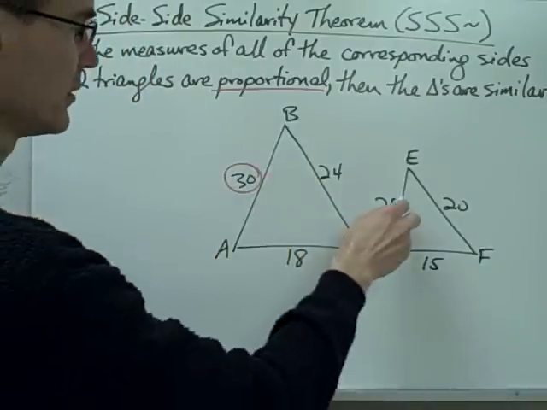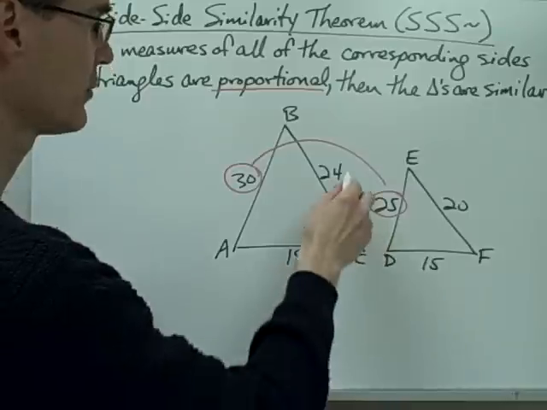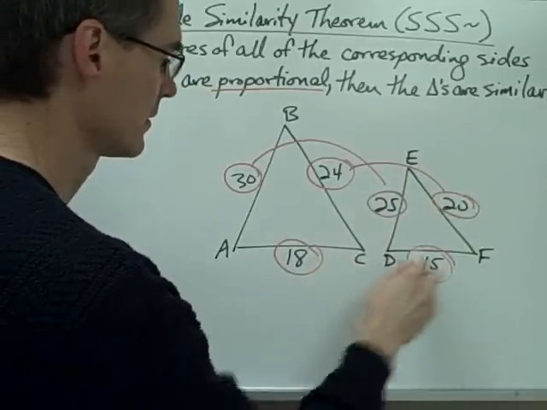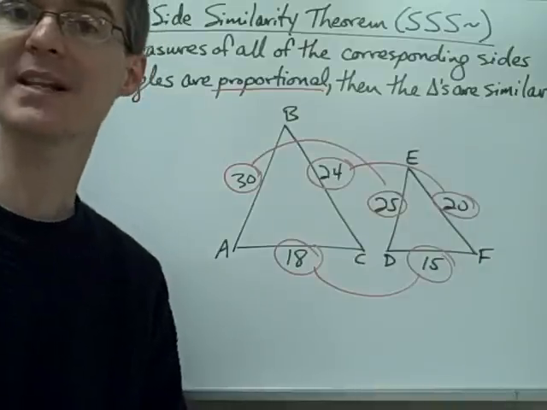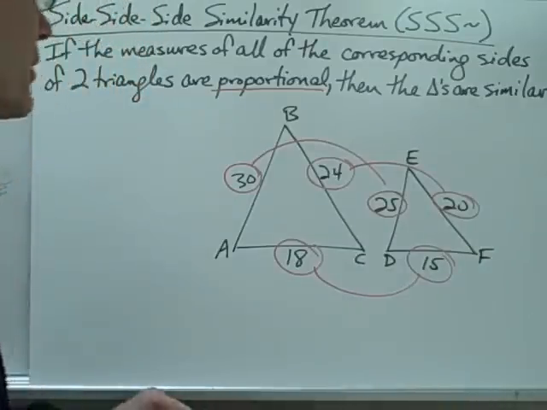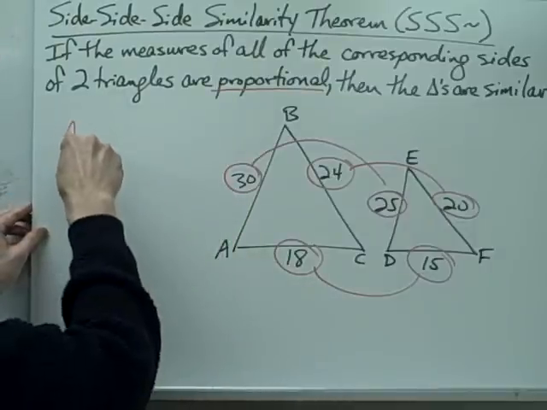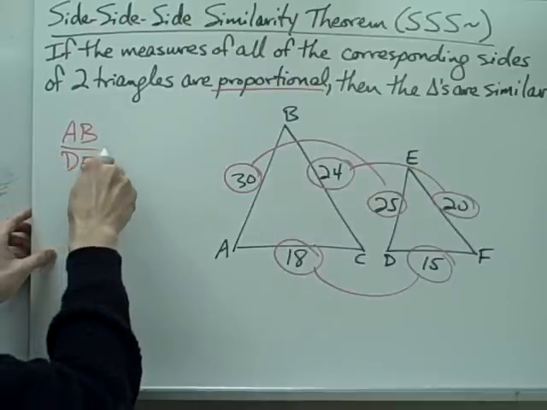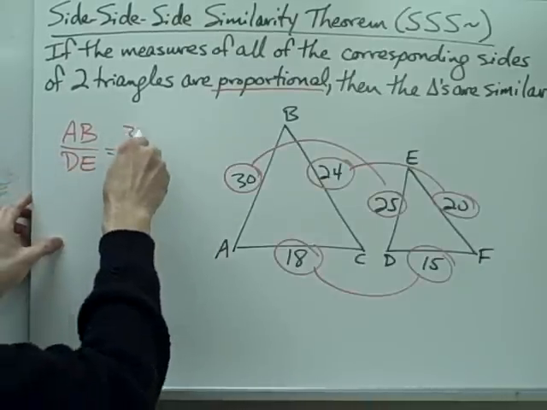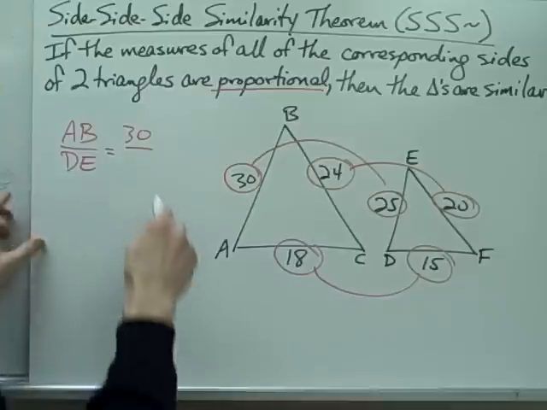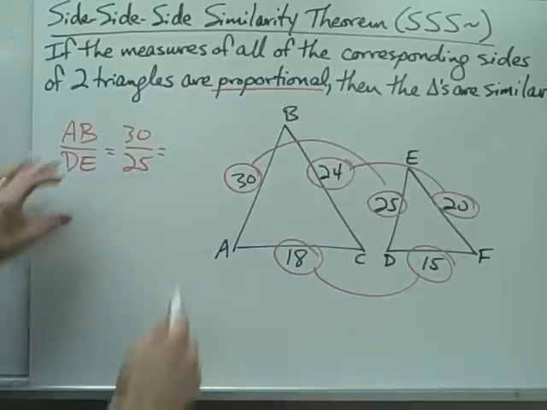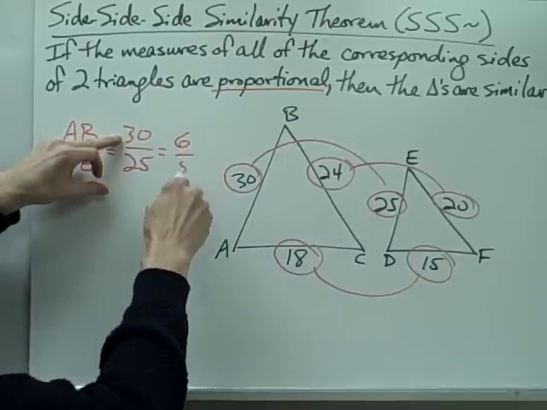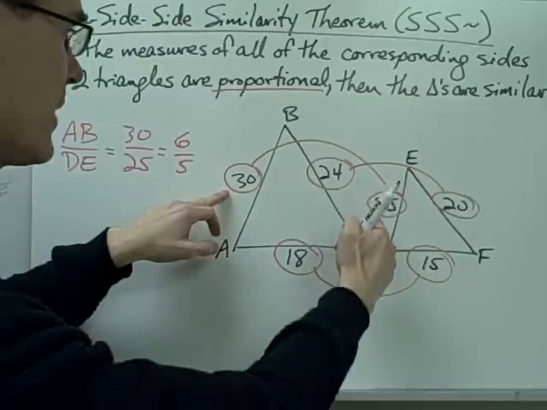So let's take a look at each pair of corresponding sides and see if the ratio of each of these corresponding sides gives us the same number. So let's see, we'll start out with AB to DE. So AB to DE is 30 to 25. And I can reduce that, if I divide top and bottom by 5, that gives me 6 over 5. So that's this pair of corresponding sides.